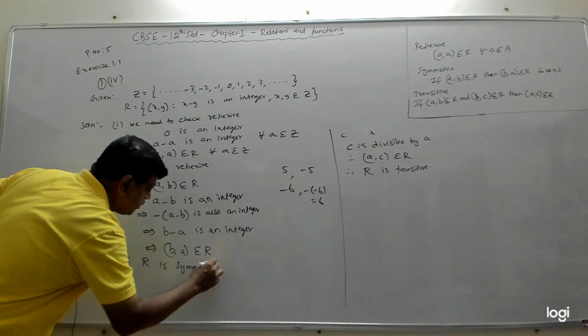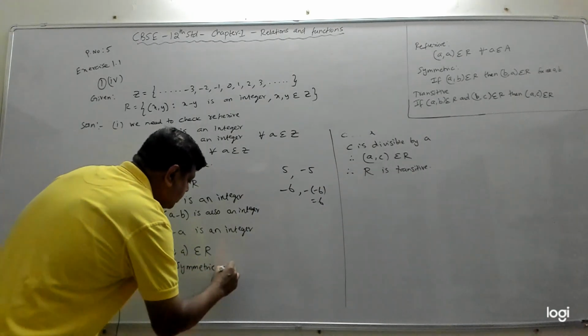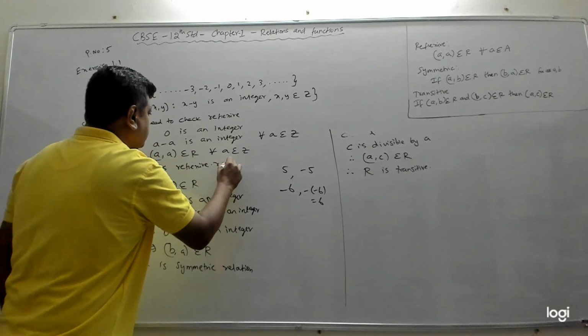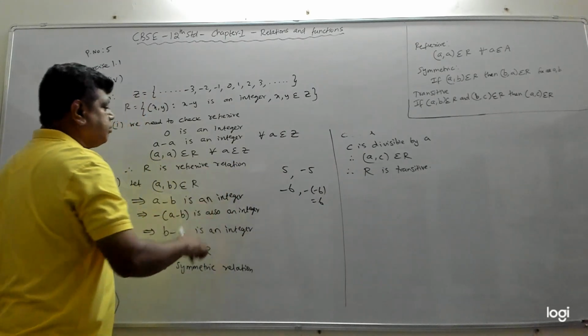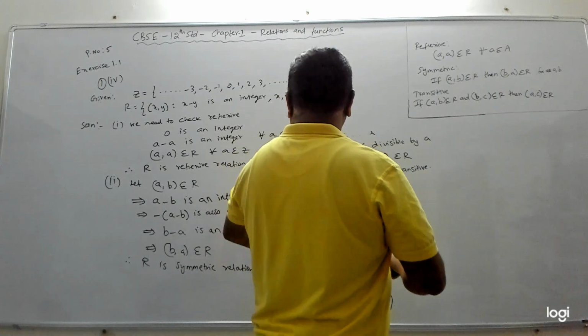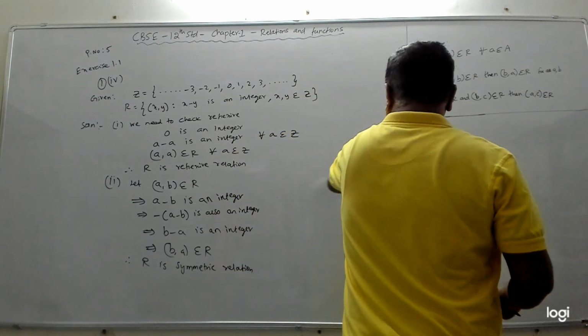Symmetric relation. I mean, if I say symmetric, it is symmetric. So I can just put symmetric relation, reflexive relation. I am just not writing that every time, but it is understood that it is a reflexive relation or symmetric relation or transitive relation. Now next one is we have to see transitivity.